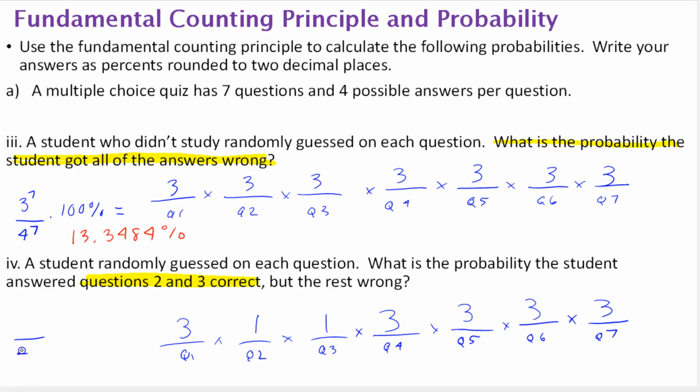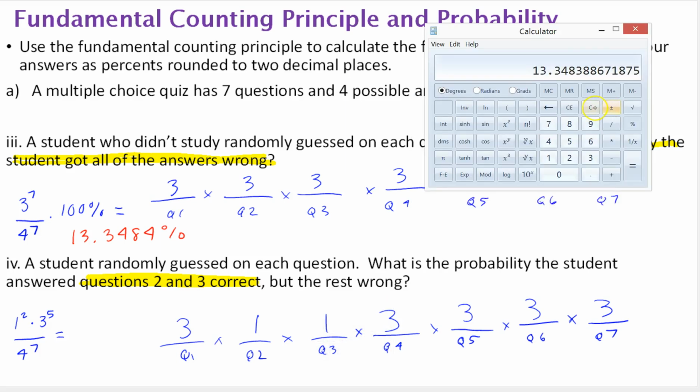Now we still have a denominator of 4 to the 7th. The top, this may seem a little bit silly, but it's 1 squared, 2 factors of 1, which is just 1, and then we have 5 factors of 3. And I'm just writing it this way. Sometimes it's useful to look at this. If you add up these exponents, you could see you made the right number of choices. You included everything. So 3 to the 5th over 4 to the 7th, and then we'll write that as a percent.